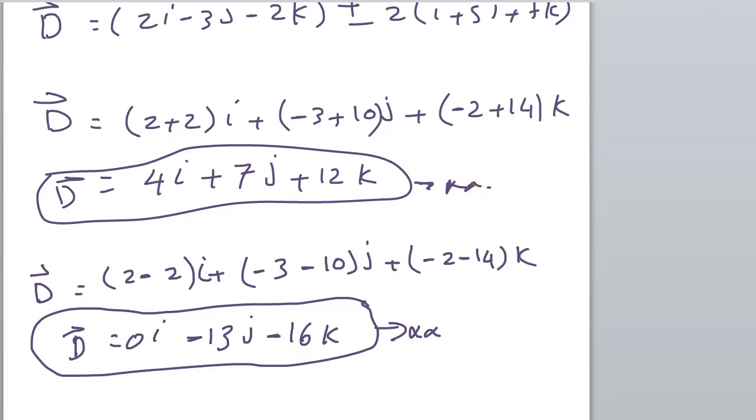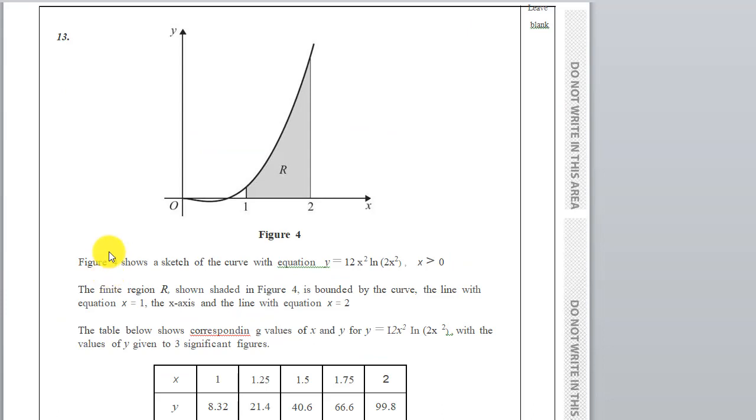Let us go ahead to another question. Figure 4 shows a sketch of the curve with equation y equal to 12x squared ln 2x squared, where x is bigger than 0. The finite region R shown shaded in figure 4 is bounded by the curve, the line with equation x equal to 1, the x-axis, and the line with equation x equal to 2. This is x equal to 1, this is x equal to 2, and the x-axis.